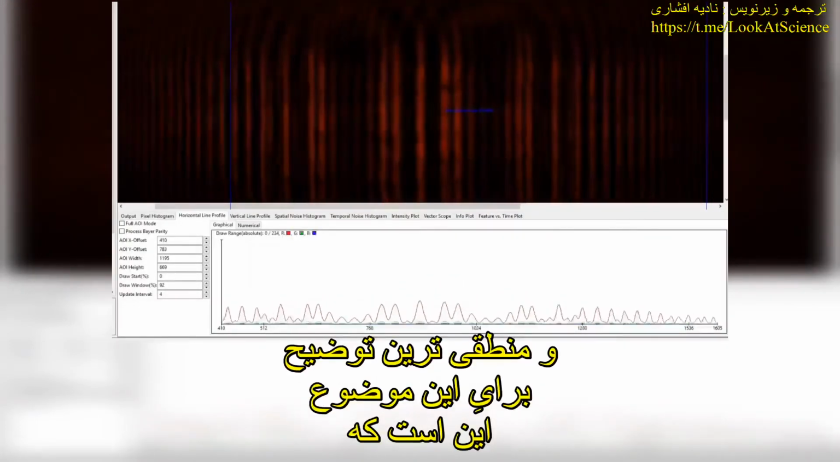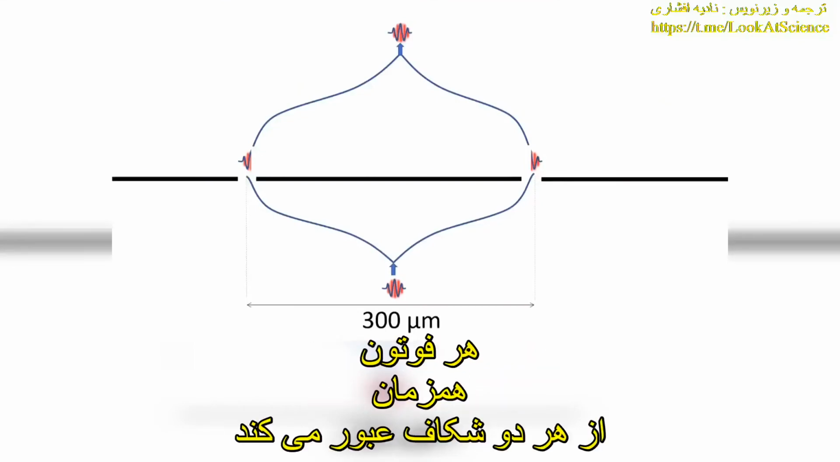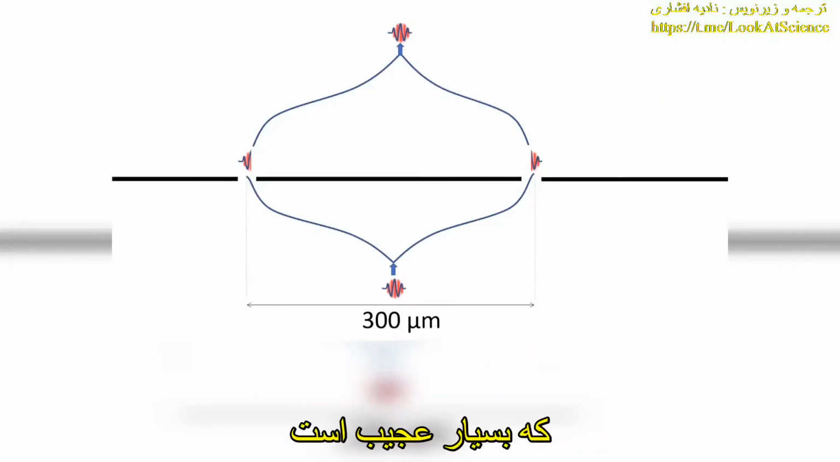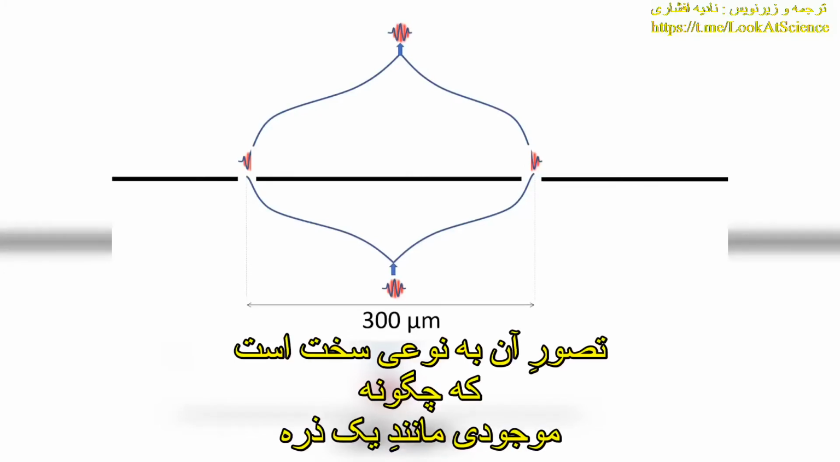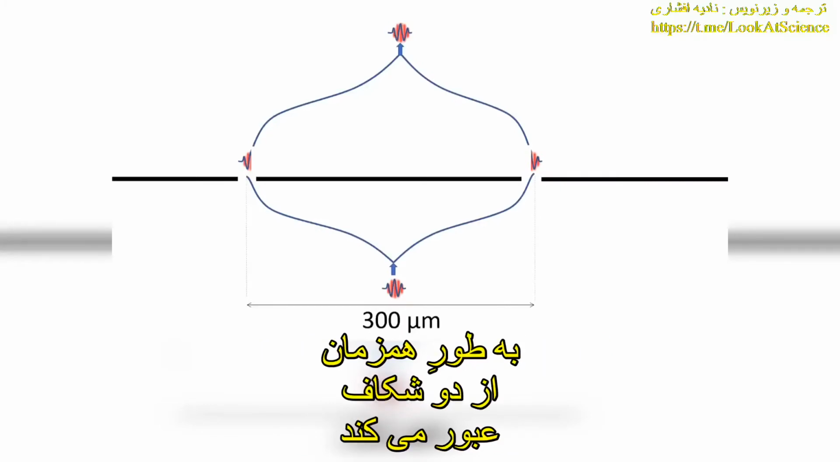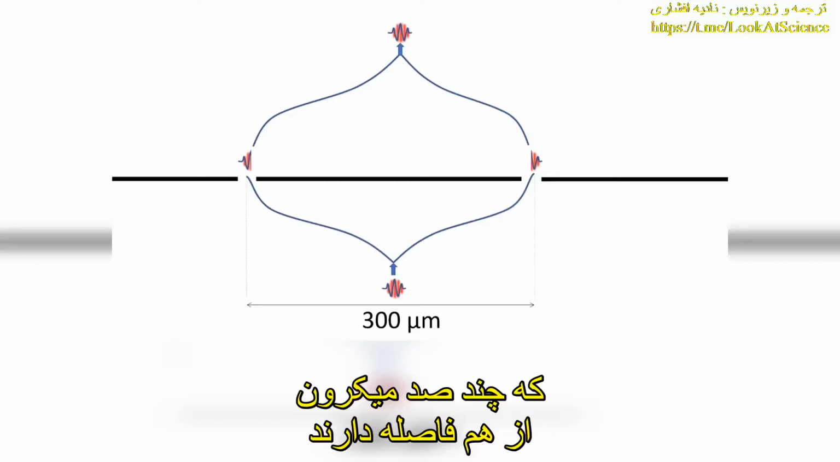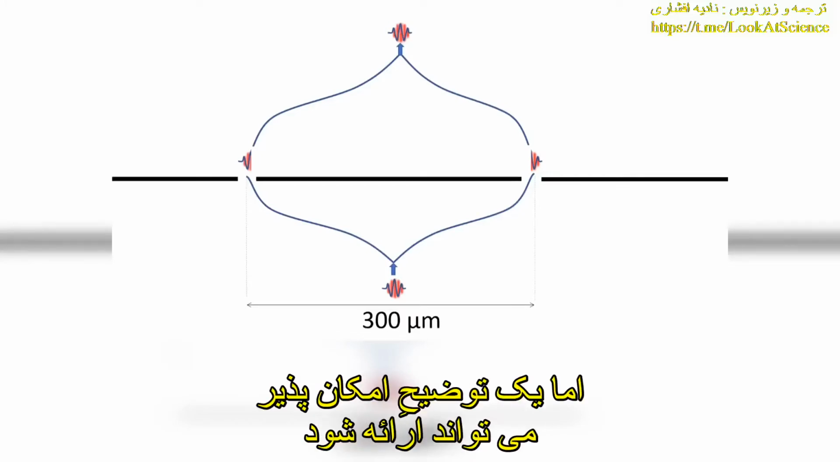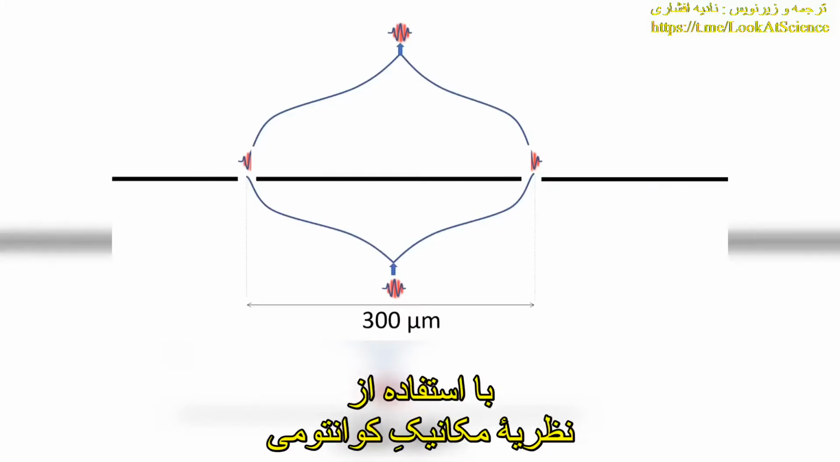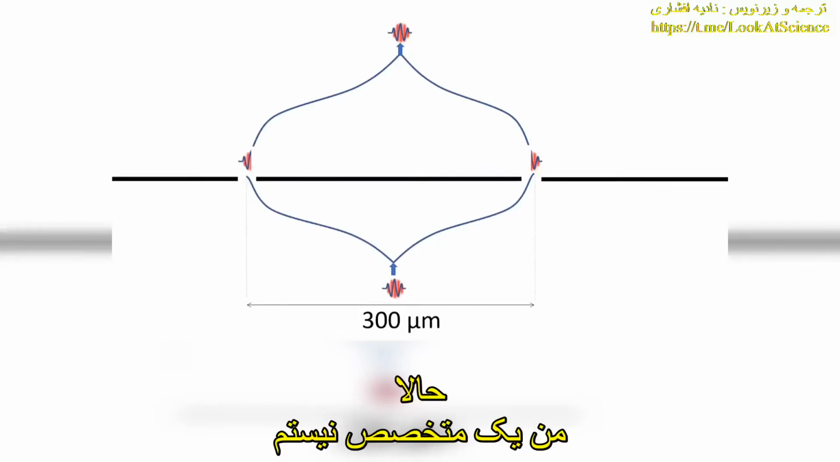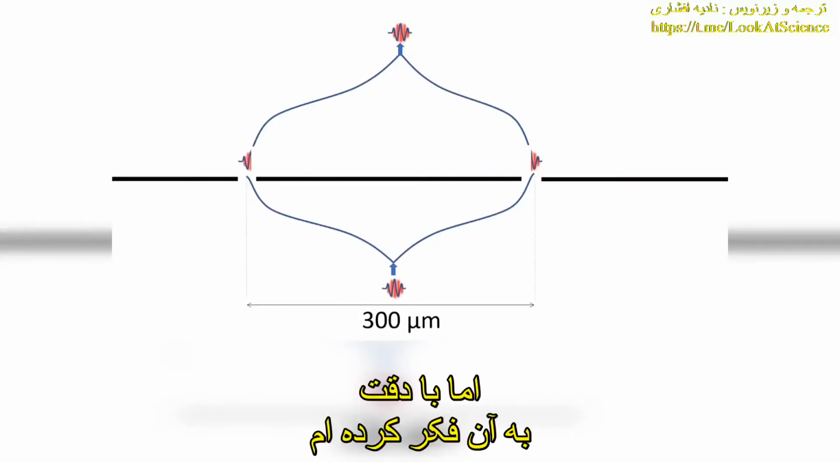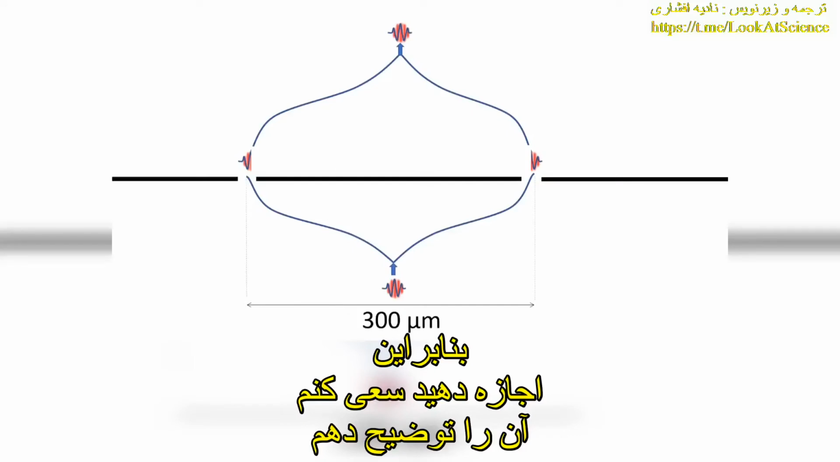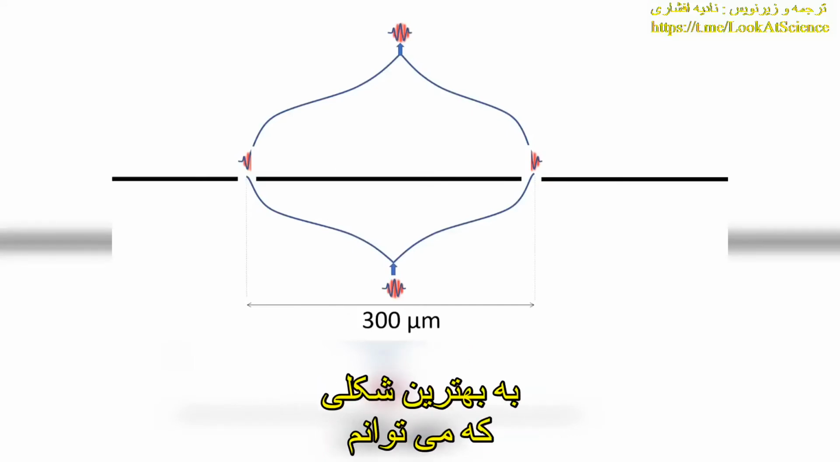And the most logical explanation for this would be that each photon is going through both slits at the same time, which is pretty weird. Even with wave properties, it's kind of hard to imagine how a particle-like entity would simultaneously go through 2 slits that are several hundreds of microns apart. But a possible explanation can be provided by using the theory of quantum mechanics. Now, I'm not an expert, but I've given it careful thought. So let me try to explain it the best way I can.